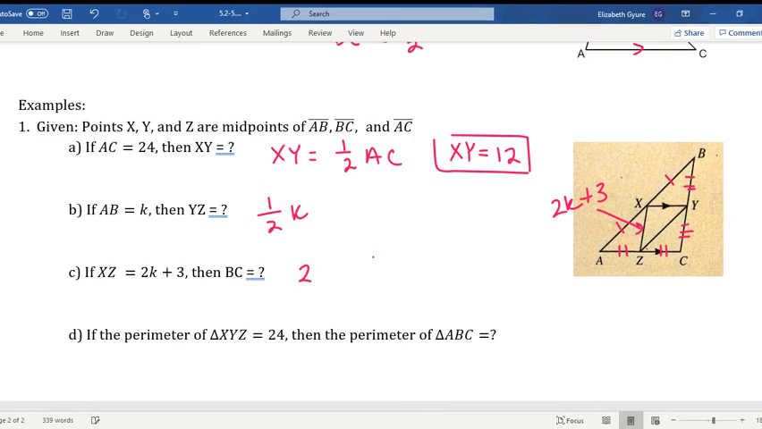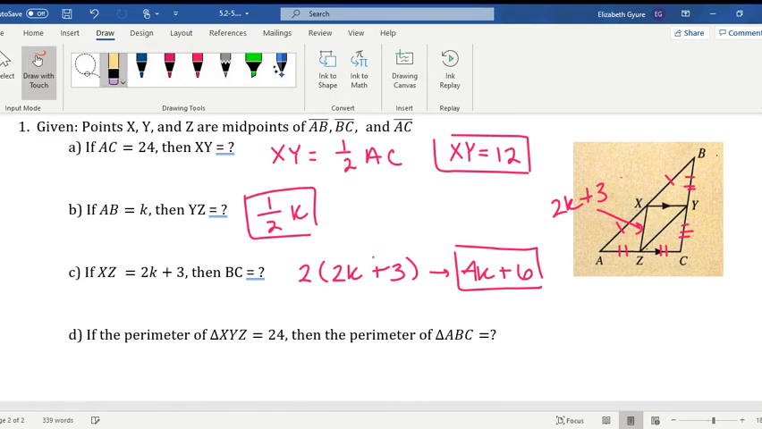When I was walking around, I saw a few people had it like this, right? Like distribution. That's good. Just make sure you actually go through and simplify. Luke? Oh, okay, sure. One second. So this would be 4K plus 6.